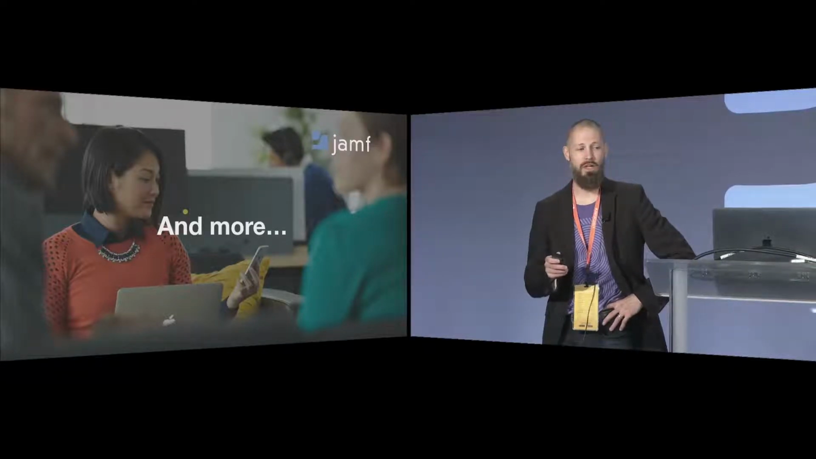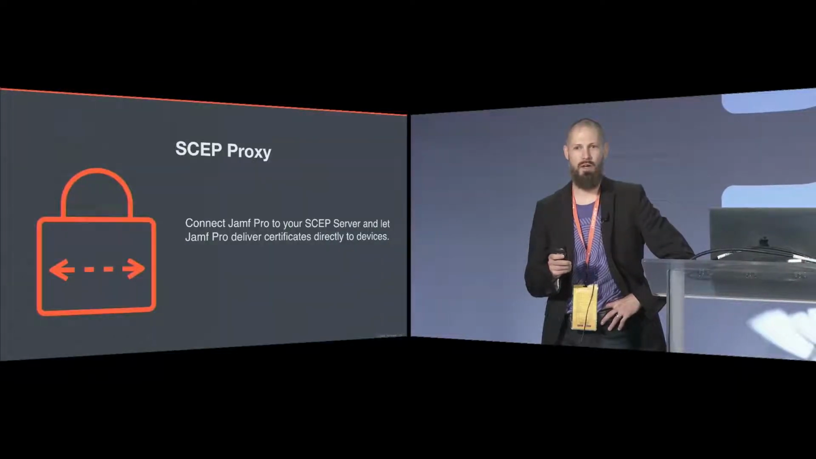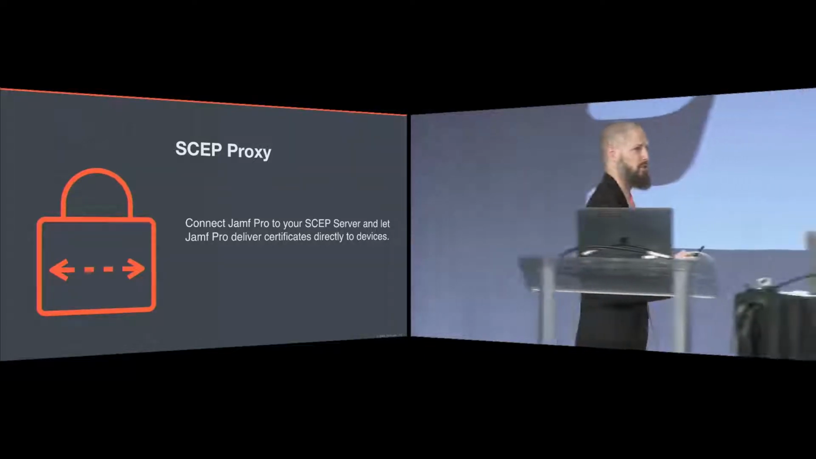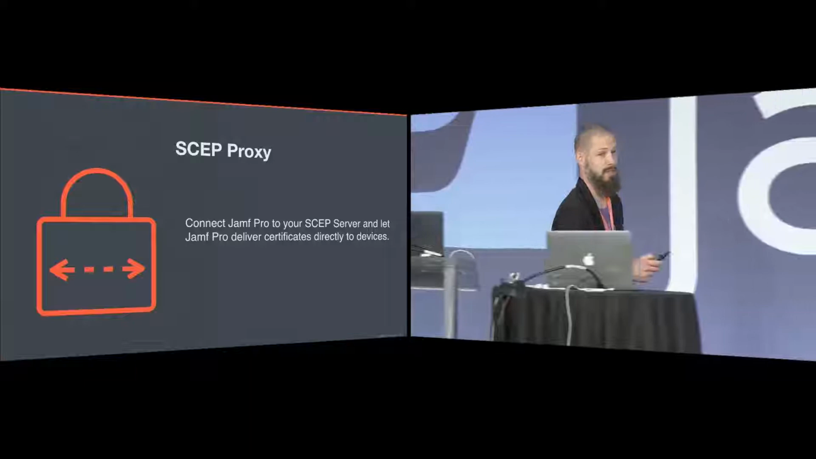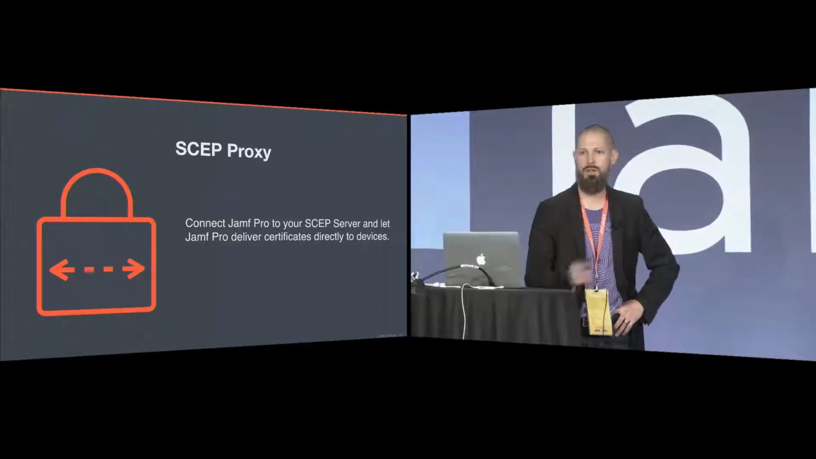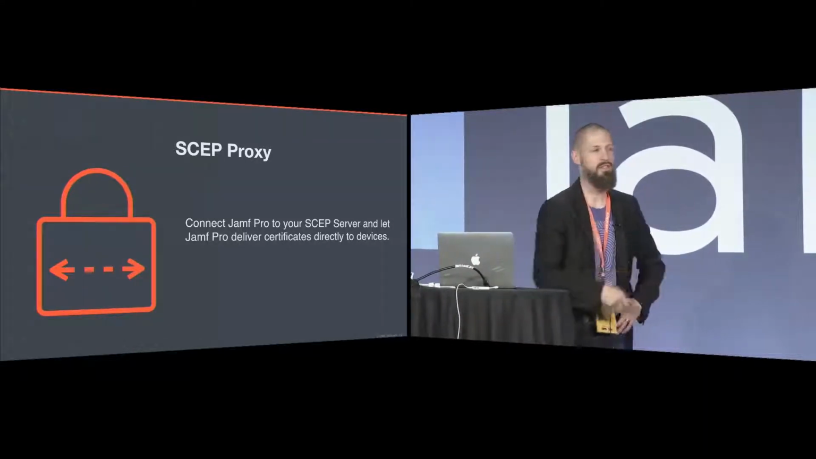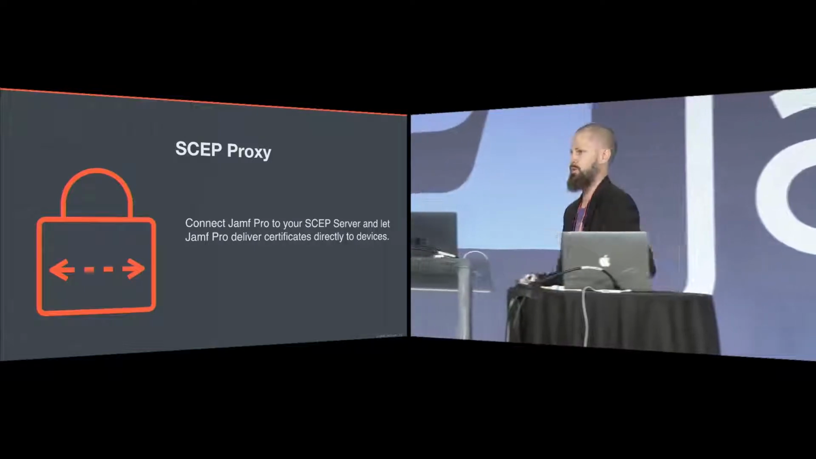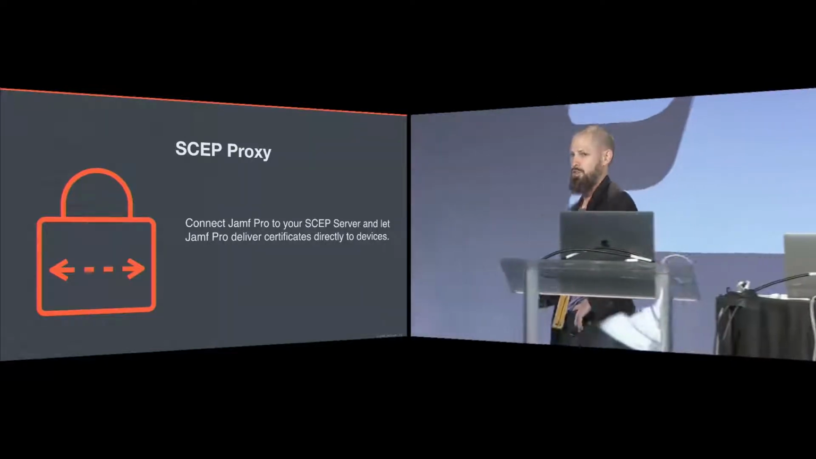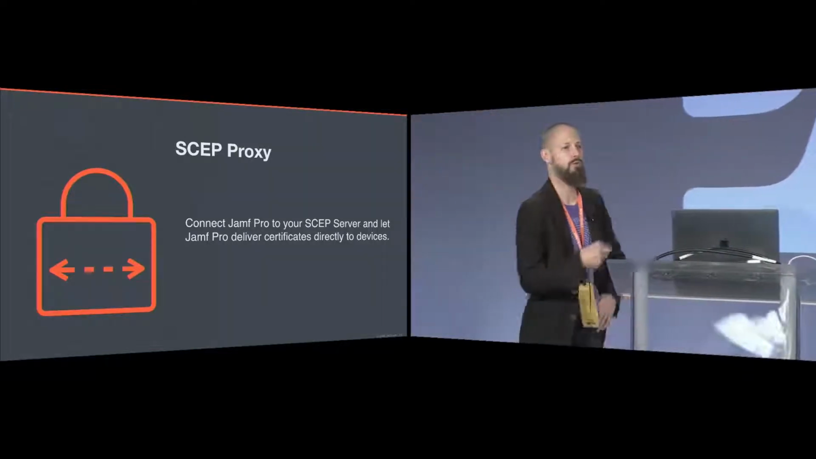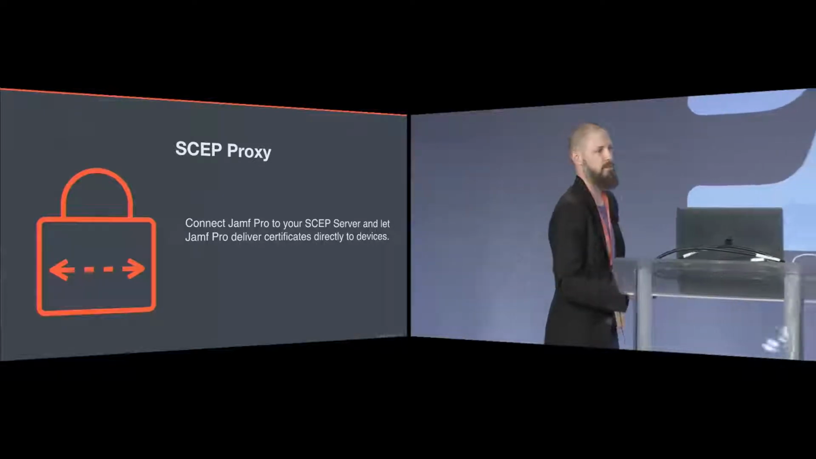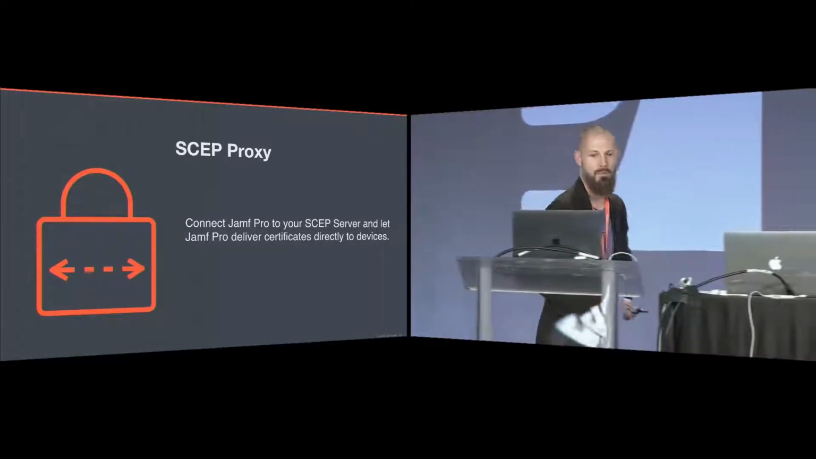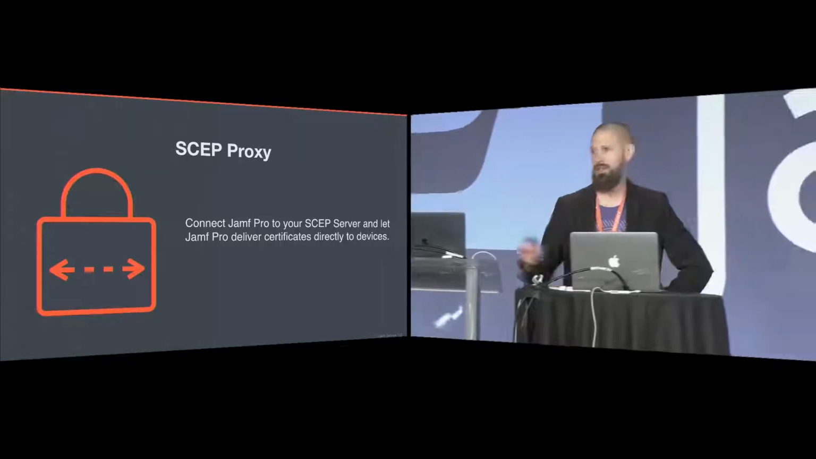I promise I will make it very quick. We did SCEP Proxy. It's in 10. SCEP Proxy allows Jamf Pro to issue certificates from the SCEP server directly so that all of your endpoints don't need to go talk to the SCEP server. Instead, you set up Jamf Pro to talk to your SCEP server, and now the certificates will be issued with Jamf Pro brokering them directly to your endpoints. We've had a lot of requests around this, and I'm very happy to say that this is now shipping in 10.